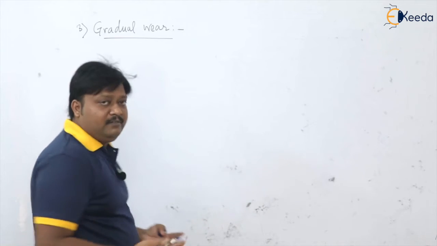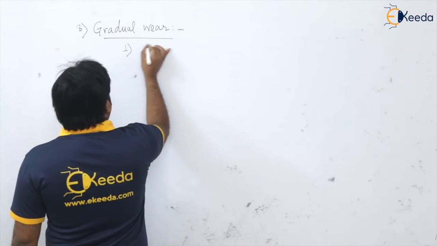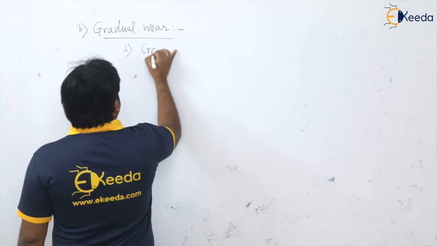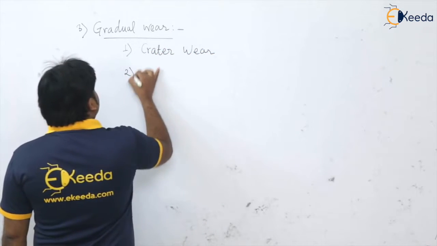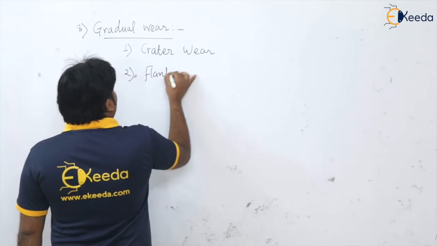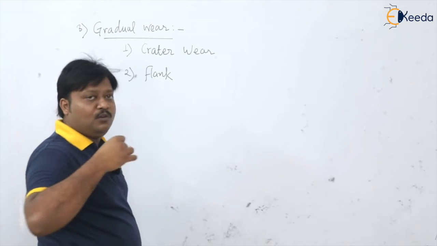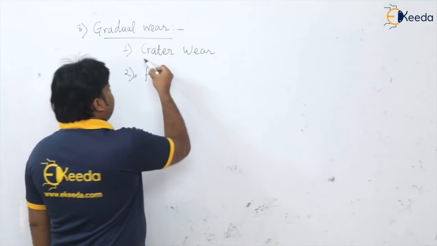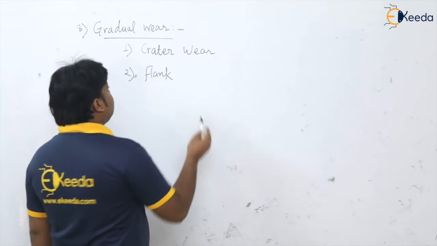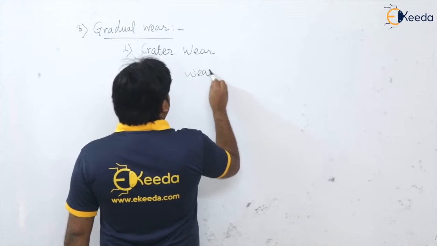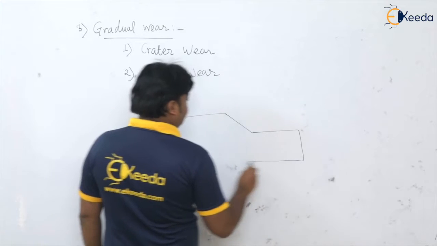See, this gradual wear is classified into two kinds of wear. One is the crater wear and the other is flank wear. The wear which takes place at the rake face of the tool is the crater wear, and the wear present at the flank portion of the tool is known as the flank wear. So let us draw the diagram so that you can understand.